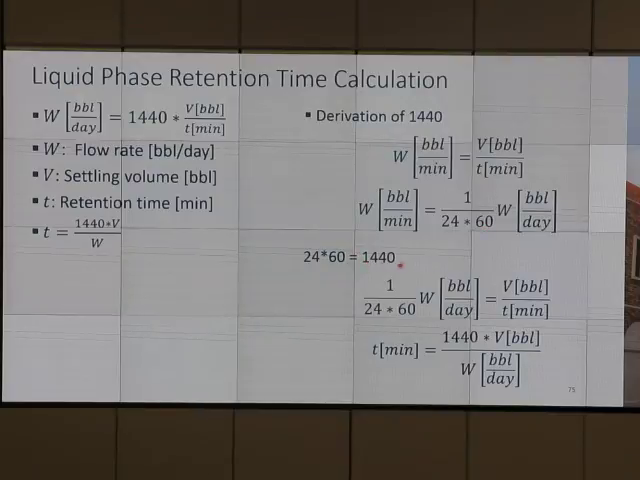It's 1440. Put it there, rearrange it, and we get the relationship: retention time from this table equals 1440 multiplied by volume from another table, divided by W, which is the volumetric flow rate that the separator can handle. Just this equation, very good.